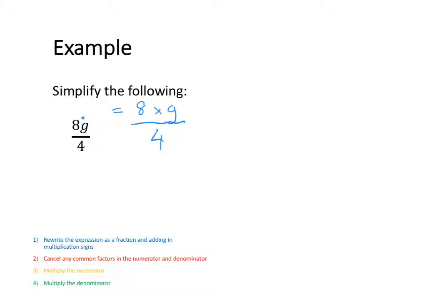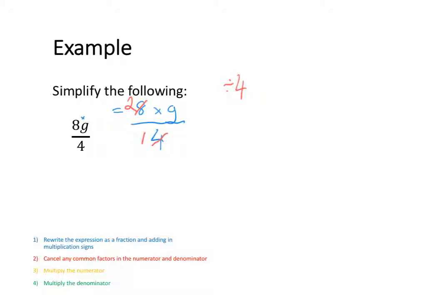The second step is to cancel any common factors in the numerator and the denominator. So in my numerator and denominator, I've got an 8 and a 4. Now I can simplify the numbers by dividing them both by 4, because 4 is a common factor between 8 and 4. So 8 divided by 4 is equal to 2, and 4 divided by 4 is equal to 1. So I've now simplified my numbers, and as I've only got one variable, I can't do anything more with that.